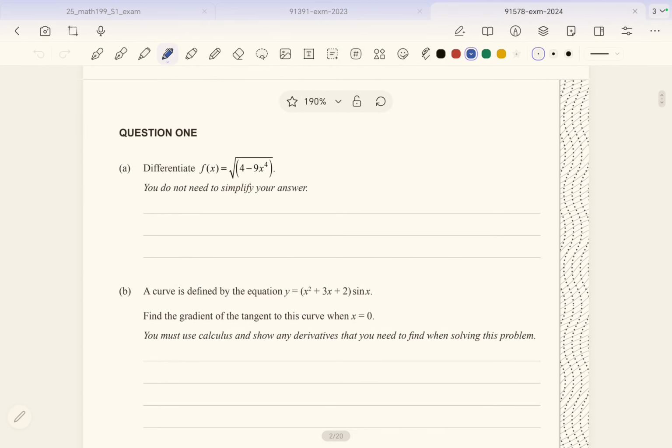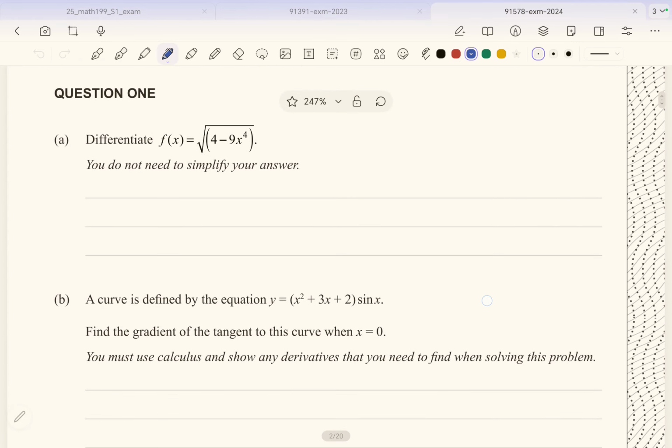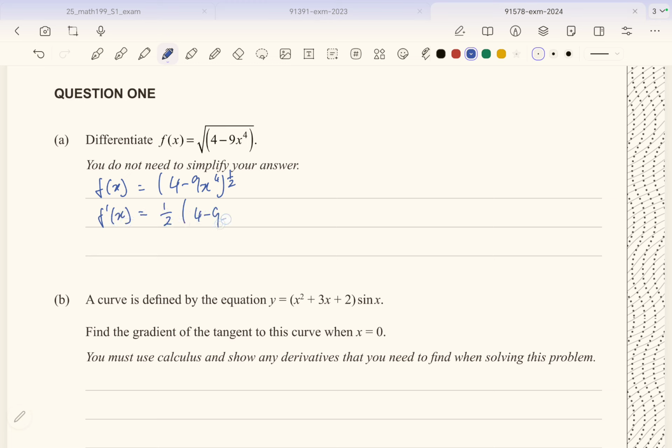So let's get started. With question 1a, we have to differentiate the function f of x equals the square root of 4 minus 9x to the 4. We can first rewrite our square root as a power of a half, and now we just apply our power rule. So f dash of x equals, drop the half down, 4 minus 9x to the 4, to the power of negative half.